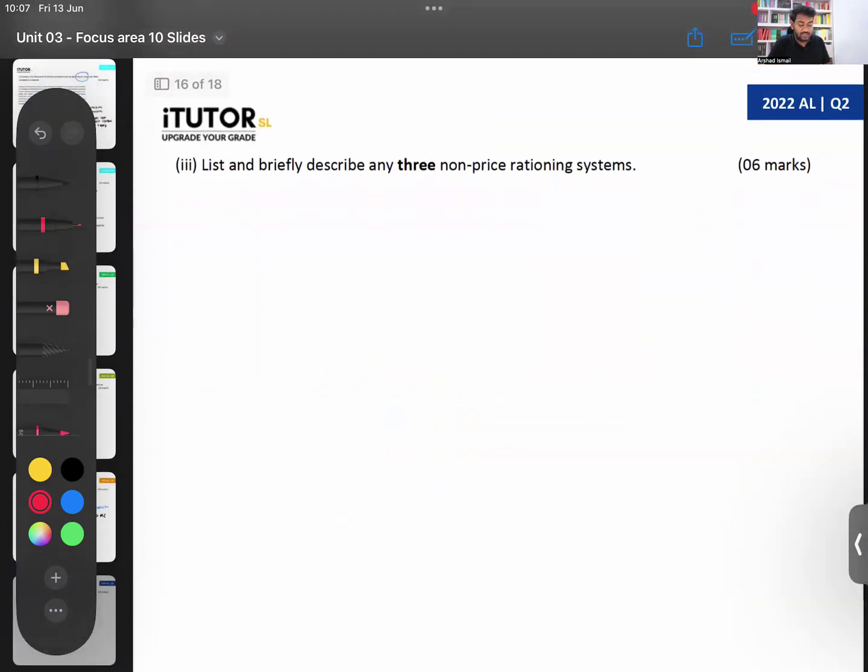2022, question number 2: list and briefly describe any 3 non-price rationing systems. So here also, same thing. Now you have to describe it. So what are the techniques? You can have the queuing method. The queuing method is also known as the first come first served basis.